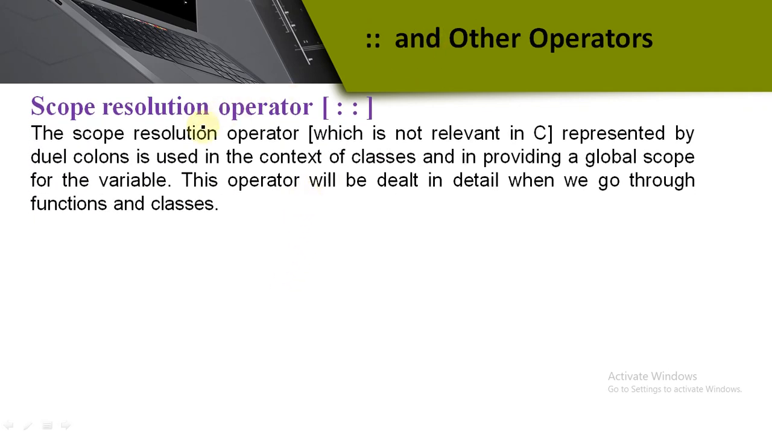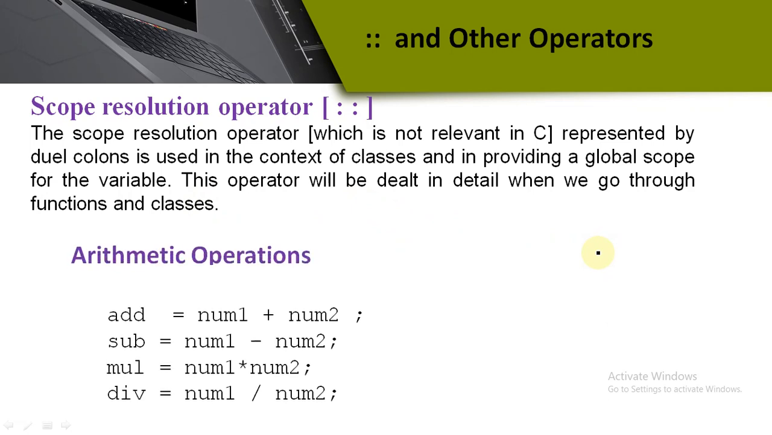And this is the scope resolution operator, which will come to the fore whenever we take on object oriented programming. The scope resolution operator, which is not relevant in C, is represented by a dual colon, that is double colons, and is used in the context of classes and in providing a global scope for the variable. Here variable means an object, and we will understand this threadbare whenever we take on object oriented programming. Till then, please be informed. This operator will be dealt with in detail when we go through functions and classes.